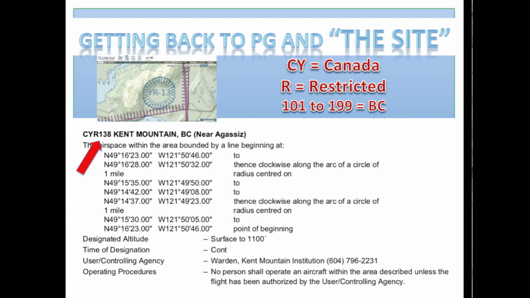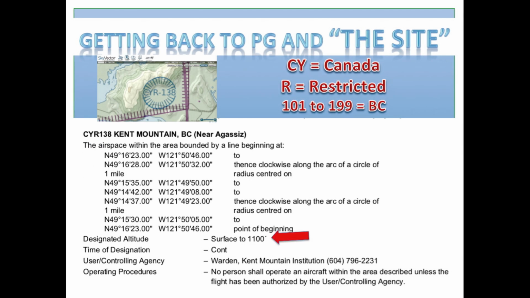So inside the designated handbook, we see the CYR 138 belongs to Kent Mountain, BC, near Agassiz. And here we see that the designated altitude is surface to 1,100 feet above ground level. And this one is continuous as far as the time of designation goes. Why? Well, it's a federal prison that's underneath that CYR. And if for whatever reason you happen to have a really important question you need to ask, go ahead and call the warden at Kent Mountain Institution, and there's the phone number.